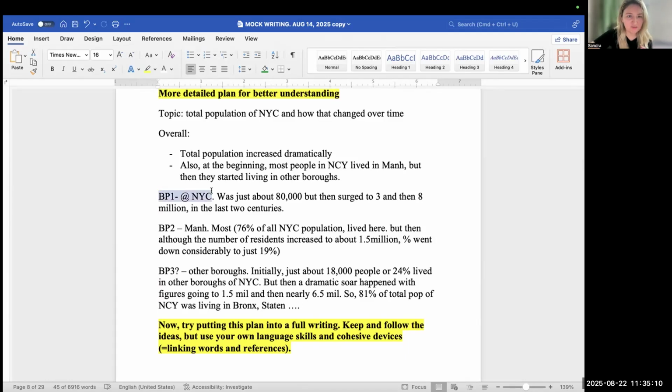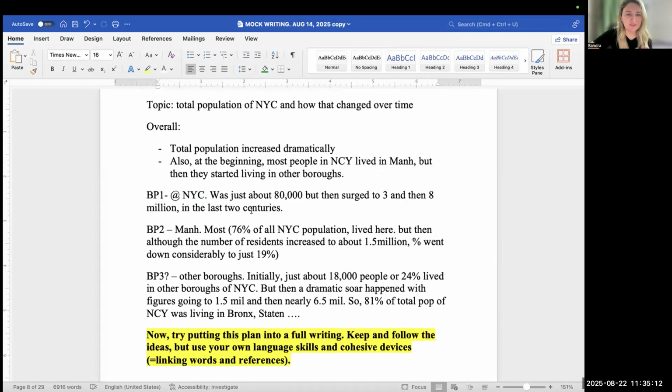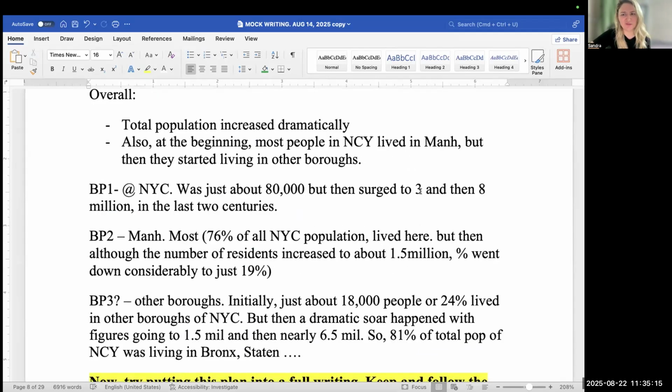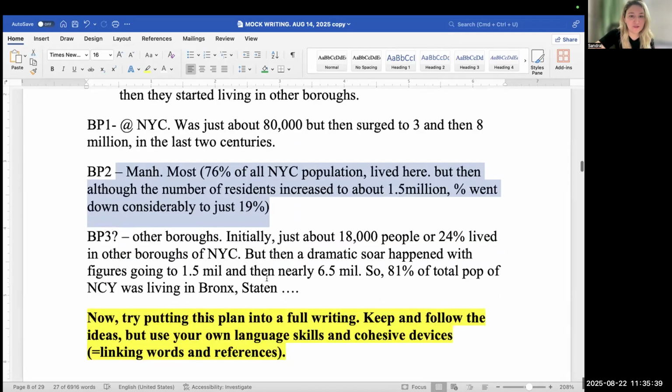When I just write down New York City, or when I analyze the chart, I'm telling myself, all right, it was just 80, but then it rose to 3 and then 8 million in the last period. This is what I'm literally saying in my head to myself. I keep it simple, clear, and short. But when I start writing, I put these simple ideas into grammatically complete sentences. I can use something more advanced if I feel like it. But this is how I think at first. I think in simple terms before I start writing the sentences.